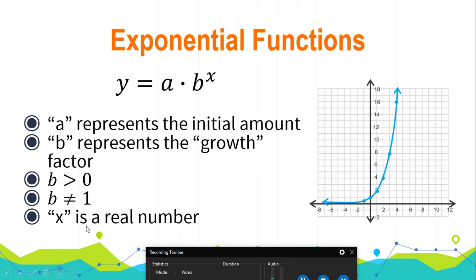Your exponent, x, can take the form of any real number. So it can be a positive number, negative, it can be a fraction, a decimal. It just cannot be anything irrational.